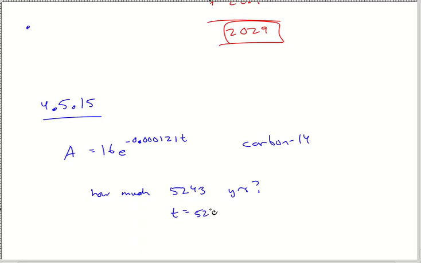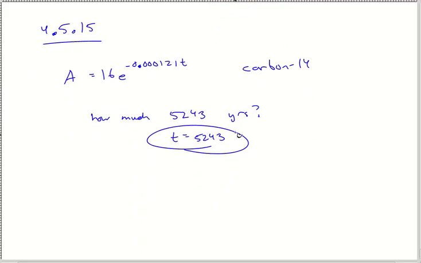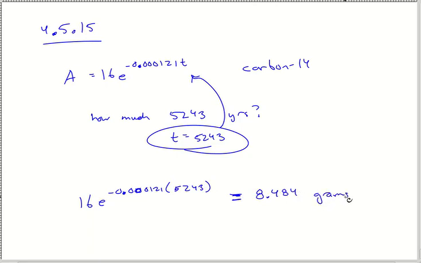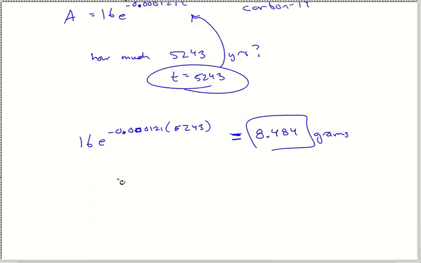So you know what you're going to do, right? You got a T. What are you going to do? You're going to plug it in. That's it. That's the entire problem. You did it. Woohoo! 0.000121 times the 5243. Put this in your calculator. Scientific calculator, stuff like that. We got 8.484. And this is grams. Carbon-14 or whatever. Cool. That was easy. Next one.